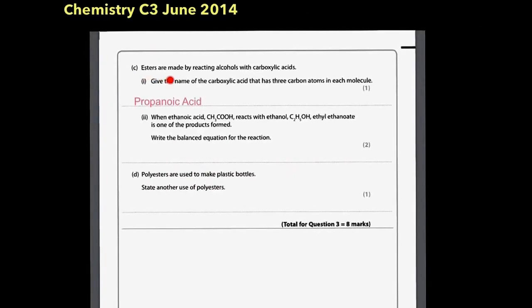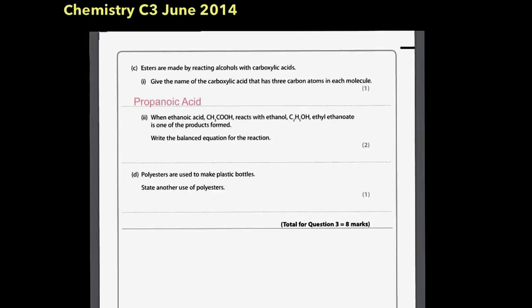So, esters are made by reacting alcohols with carboxylic acids. Give the name of this acid. This is what it's asking you. So it has 3 carbons. As long as it has 3, this means it's prop. And we know it's carboxylic acid, so it's enoic. So the next part of the question, it asks you about ethanoic acid, CH3COOH, reacts with ethanol. Ethyl ethanoate is one of the products formed, and we need to write a balanced equation for this reaction.